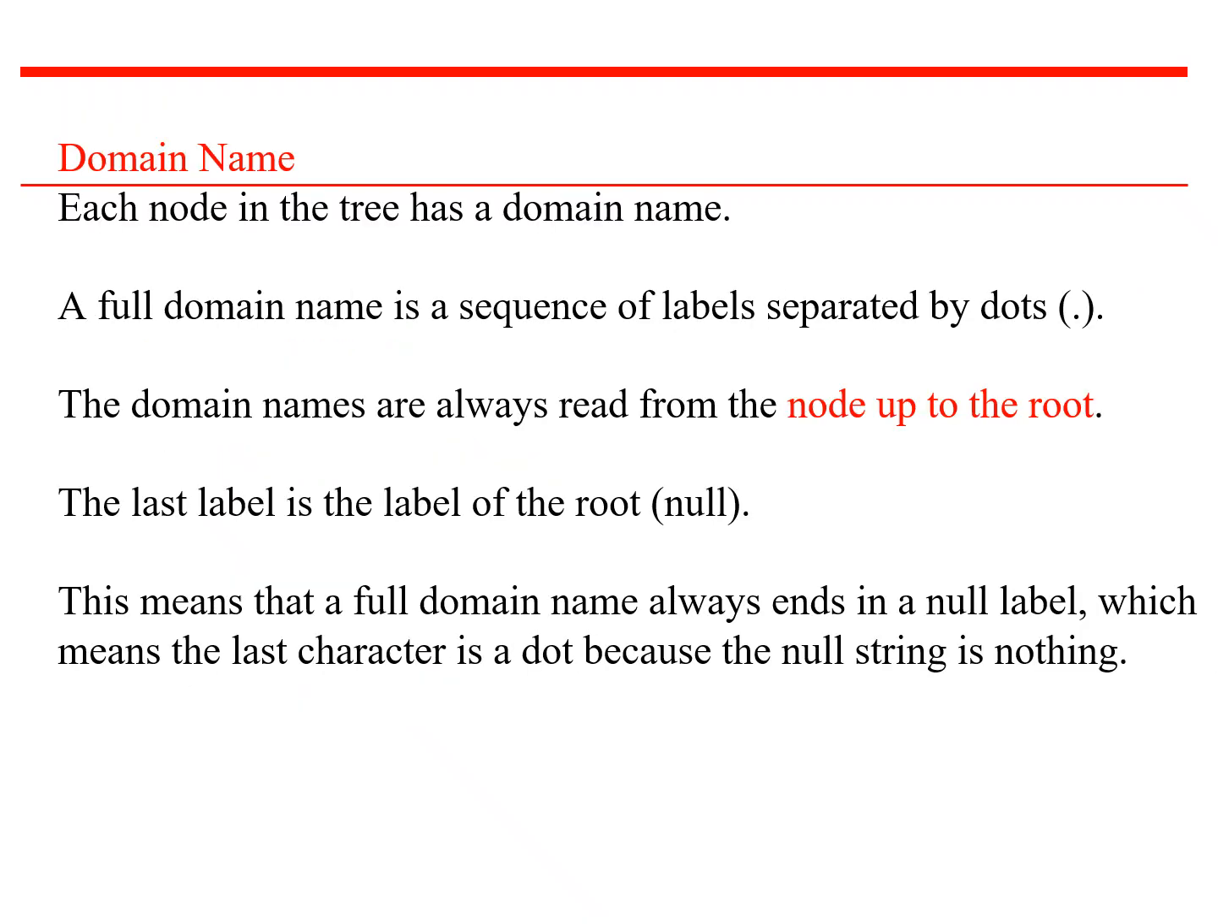What do we mean by a domain name? Each node in the tree has a domain name. A full domain name is a sequence of labels separated by dots. Domain names are always read from the node up to the root. The last label is the label of the root. This means that a full domain name always ends in a null label, which means the last character is a dot, because the null string is nothing.